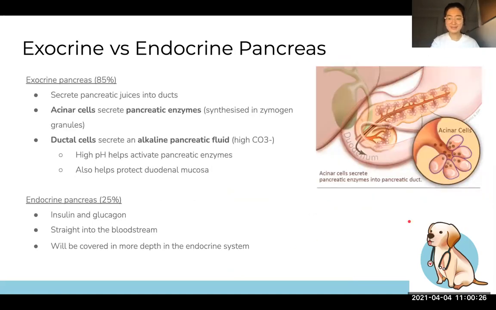Okay, pancreas then. So that's more liver stuff. Now moving on to the pancreas. The pancreas is made up of two parts. The endocrine pancreas, you don't really need to know about now, as you will cover it extensively in the endocrine system. But the exocrine pancreas makes up 85% of the entire pancreas, and there are two main kinds of cells you need to know. You've got your acinar cells, which secrete your pancreatic enzymes, and your ductal cells, which secrete your alkaline pancreatic fluid. Acinar cells, when food comes in, secrete the pancreatic enzymes to help with the digestion. Ductal cells deal with the pH issue.